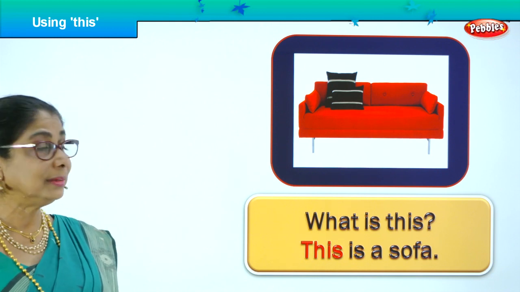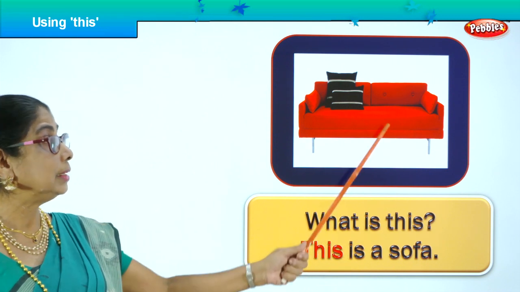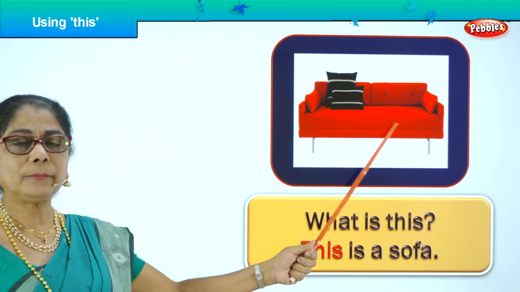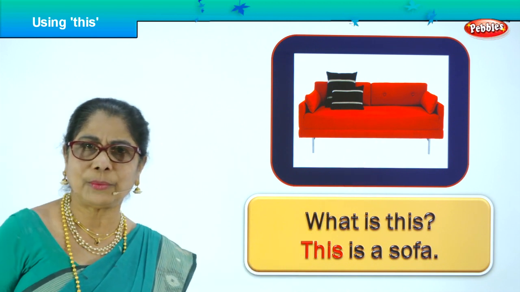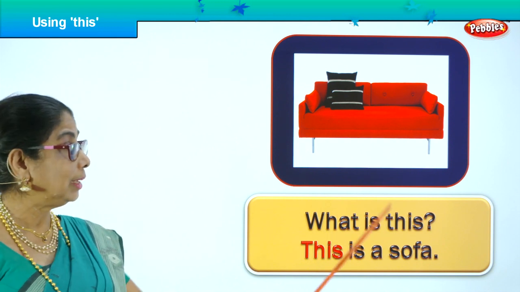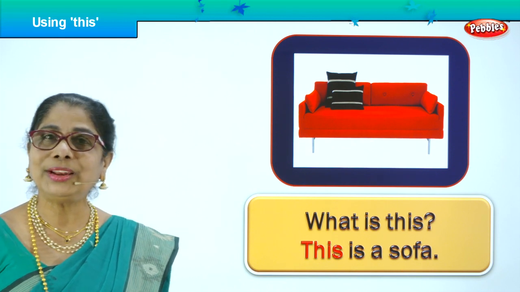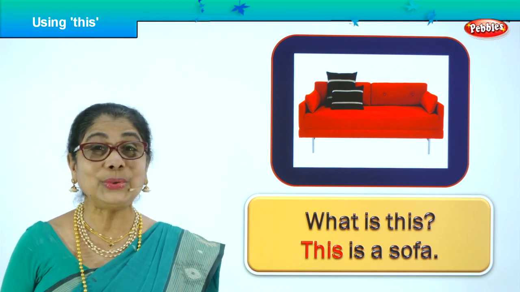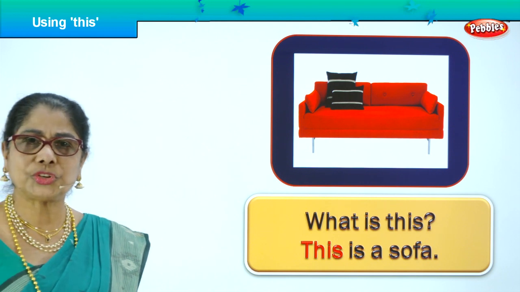Let's read the question and the answer and the use of this in the sentence. What is this? This is a sofa, a comfortable, soft sofa. When visitors come, where do they sit? On the sofa, in the hall. Yes? What is this? This is a sofa. So you're learning to read the question. You're learning to read the answer. Yes? Use of this in the sentence. Let's go on to a new picture.